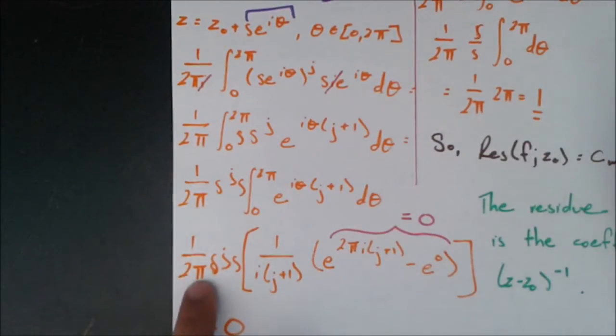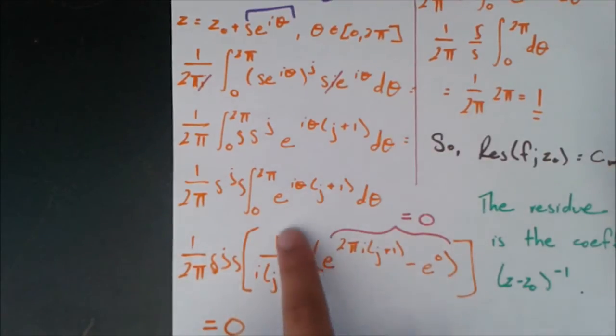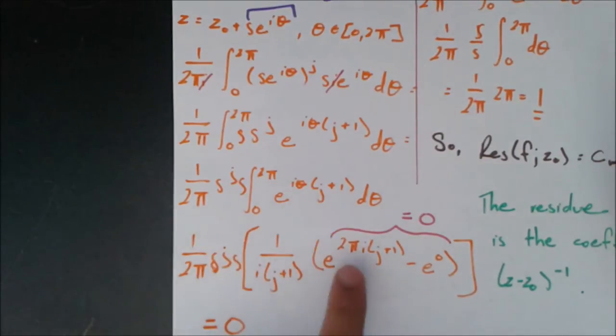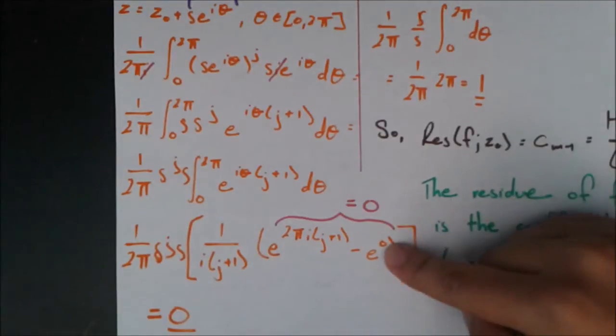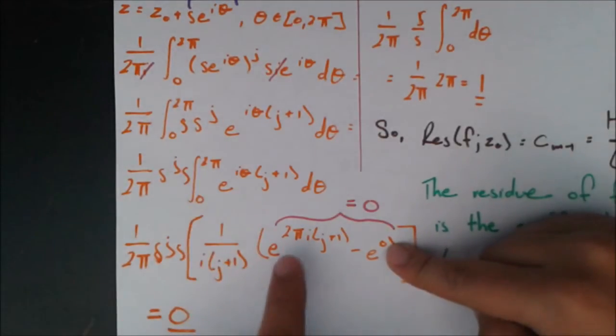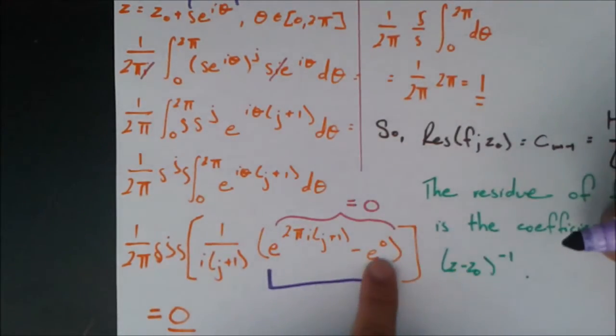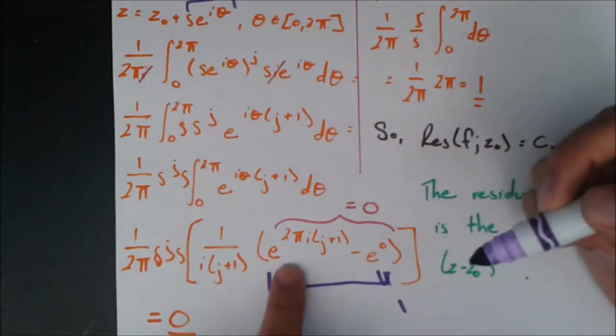So we're going to have 1 over 2 pi on the outside, s to the power of j times s. And then this exponent we bring down, so it's going to be 1 over I times j plus 1. And then we're going to have e to the I theta, j plus 1 minus e to the power of 0. This 0 we obtain by putting in the lower limit 0, and then we sub in theta, we put 2 pi over here. And now this term right here is going to be equal to 0, because e to the power of 0 is equal to 1, and this is also equal to 1.